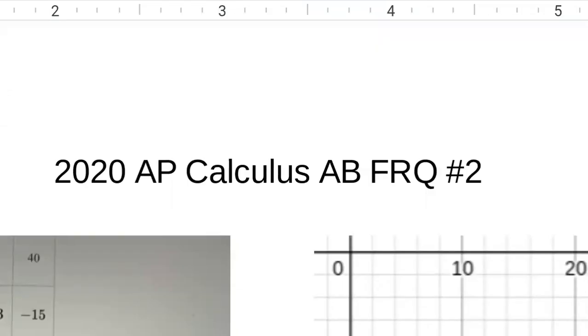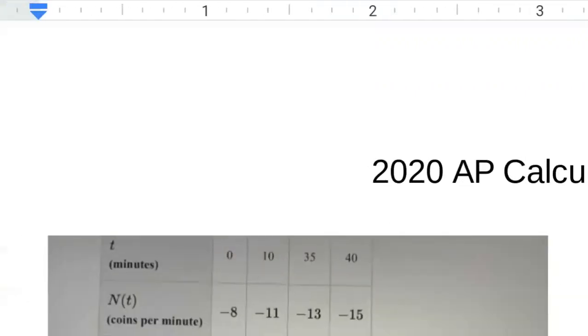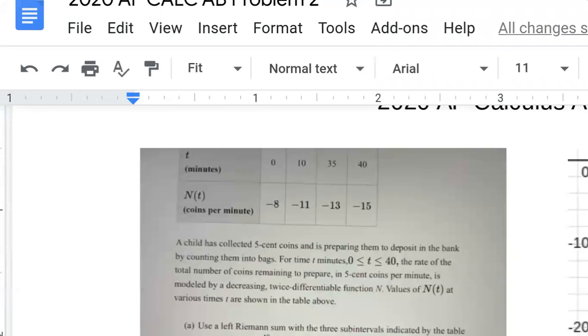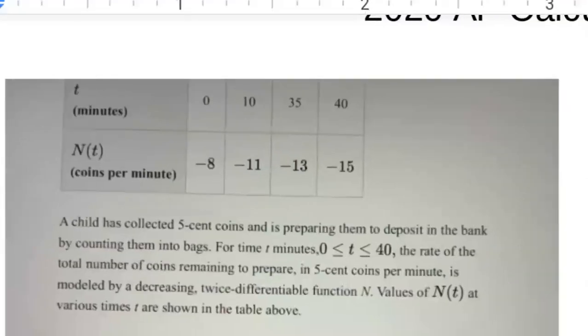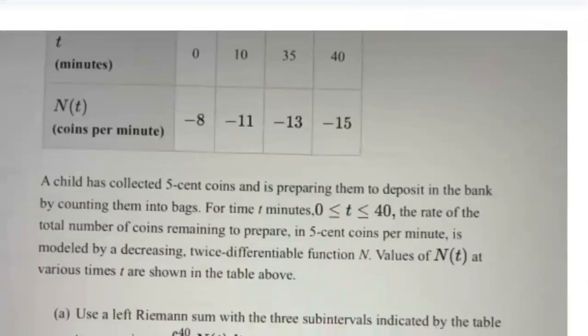So I'm going to go over the 2020 AP Calculus AB free-response question number 2. Let's take a look at it here. A child has collected 5-cent coins and is preparing them to deposit in the bank by counting them into bags. For time t minutes, t between 0 and 40, the rate of the total number of coins remaining to prepare, in 5-cent coins per minute, is modeled by a decreasing twice differentiable function n. Values of n of t at various times t are shown in the table above.